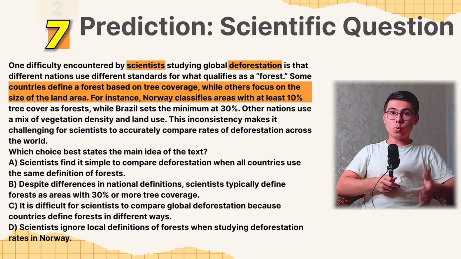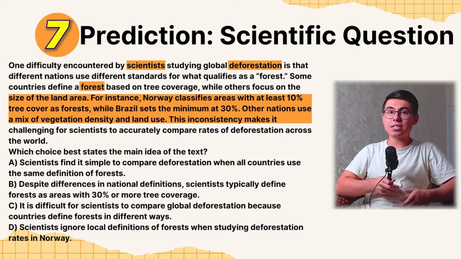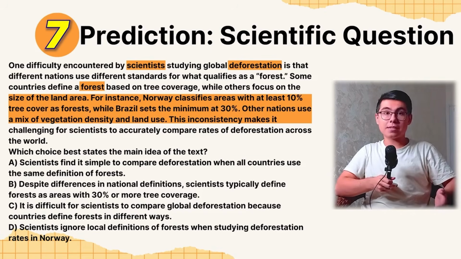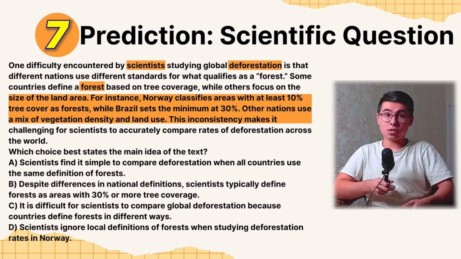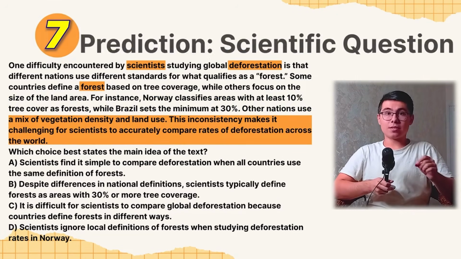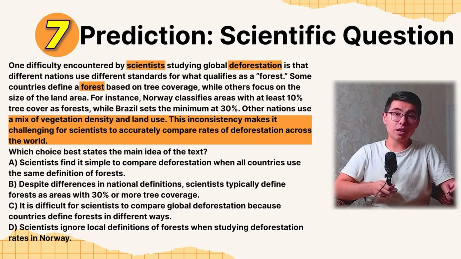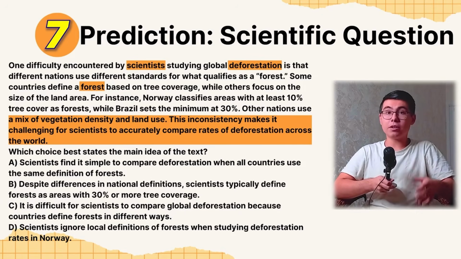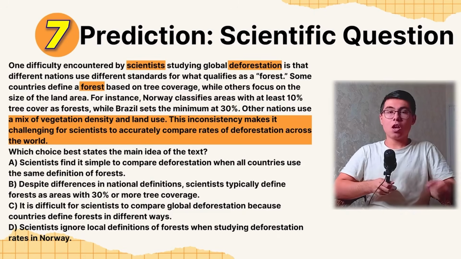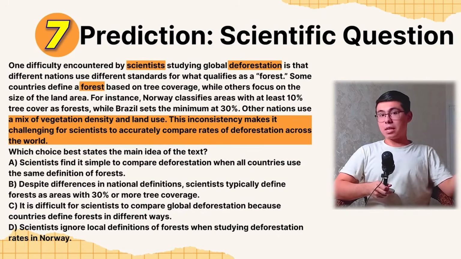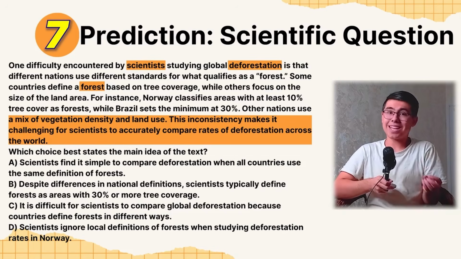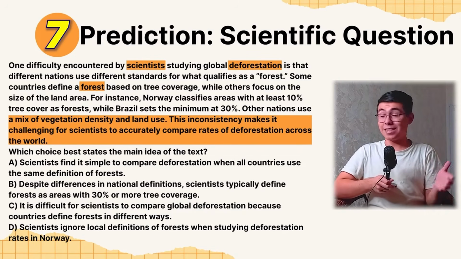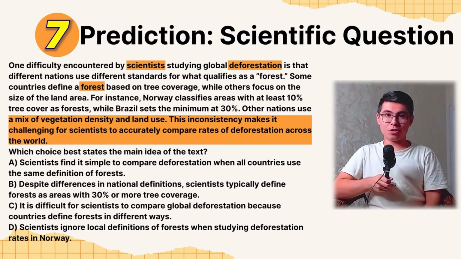An example of that is Norway says if you've got 10% tree cover, that's a forest. Brazil is like, nah, we need 30% tree cover. And some countries use both vegetation and land use. Then the passage ends with this inconsistency makes it really hard for scientists to compare global deforestation. Okay, so now our summary is different countries have different definitions, so scientists can't compare stuff easily. So that's literally it. Now let's go through the choices.